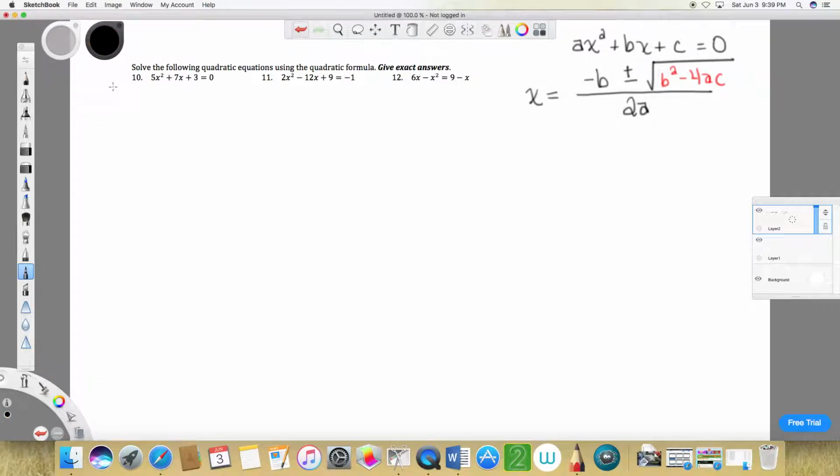So let's jump in and take a look at number 10. It is in standard form, so we can start out right away by identifying A, B, and C. So now by substitution, we take in the numerator the opposite of B. The opposite of positive 7 is negative 7, plus or minus. You know what, though? I'm going to find the discriminant first.